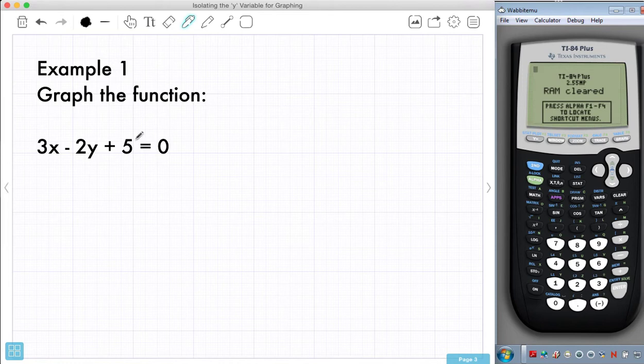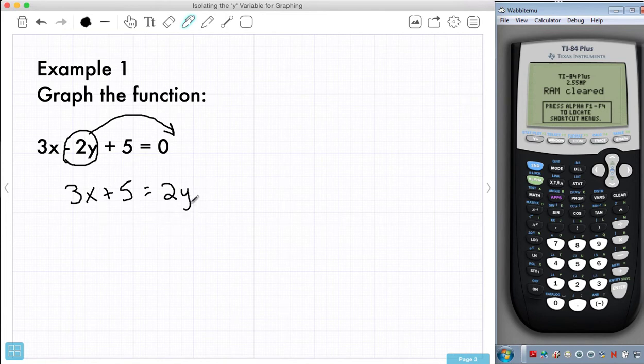So for the first example, we want to graph this function. As is, we cannot type this equation into our calculator because it doesn't say y equals. The y is kind of buried in the midst of all this other stuff happening. As a general rule, you want to make the y term positive. So what I'm going to do is take this term, negative 2y, and move it to the other side of the equation. And it's important to note that when you move a mathematical term to the other side of an equation, its sign changes. So what's left on the left-hand side is 3x plus 5. Those are both untouched. And then over here we get 2y.